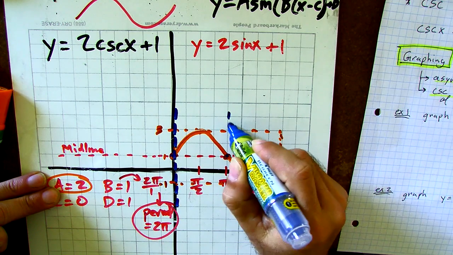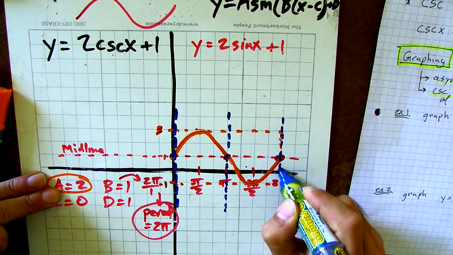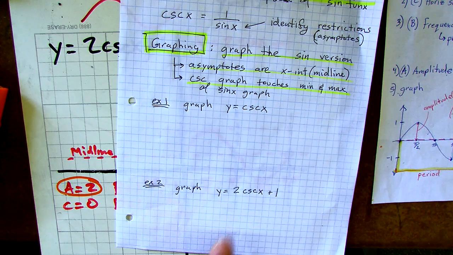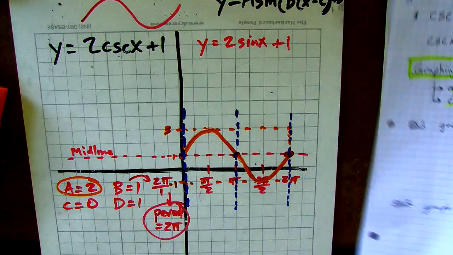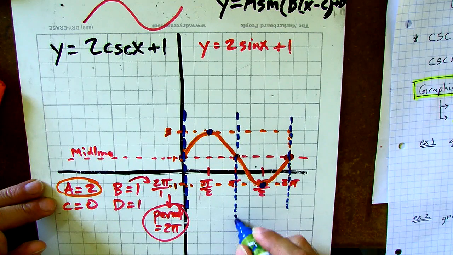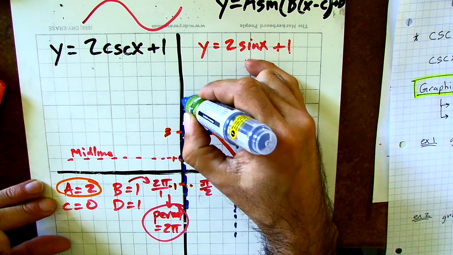Okay, do them carefully for this one. Make it nice and neat. You see? So you graph the sine, then you go back in and you put those asymptotes at the intersection of the midline. And then look, the last step, it is that easy. Watch. The cosecant graph touches the minimum and the maximum of the sine of x graph. So watch. It touches here. It touches here. And since these are asymptotes, it's going to keep getting closer to them but never touch them.